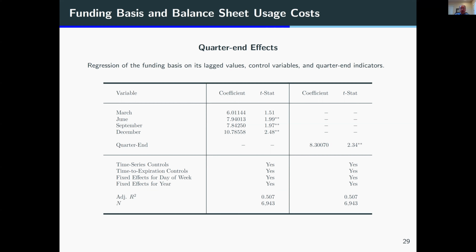So here we just do a simple analysis where we look at the funding basis at the end of quarters. We have to put in all sorts of fixed effects to control for day of the week, year, etc. But the bottom line is we get results similar to Tepper and Verdellen, that there's an end of the quarter effect that's fairly significant. And there'd be no reason for this to occur if the funding basis had nothing to do with balance sheet usage costs. So that's one bit of evidence.